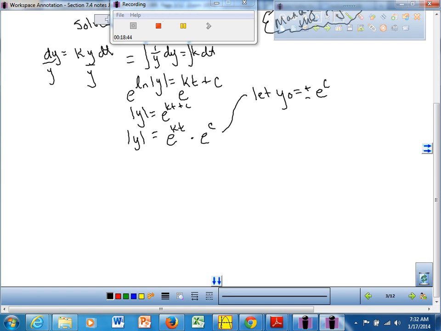Why would I put plus or minus on my e to the c? What's that going to help me get rid of? The absolute value. Yeah. By saying my constant can be a positive or negative e to the c, that accounts for what will happen over here. And now we can just write y equals y sub 0 e to the kt. So what I was saying before is if I put 0 in for my t, this e to the kt becomes 1, doesn't it? And my y value would equal my initial y value. So that's why we go ahead and put in y sub 0.